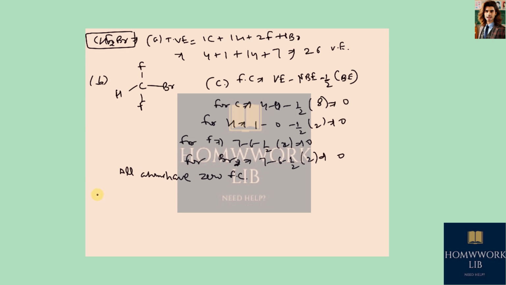Then we know that in the D part, we have to tell the number of atoms in this question. So basically we have 5 atoms: 1 carbon, 2 fluorine, 1 hydrogen and 1 bromine, so 5 atoms. And we have to tell the lone pairs of electrons on the central atom. So basically carbon has 4 valence electrons and it forms 4 bonds, so it has 0 lone pairs.